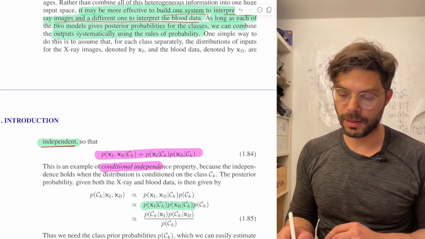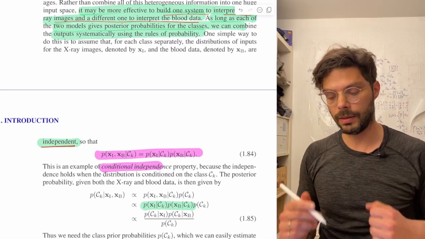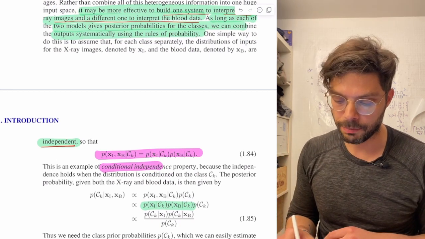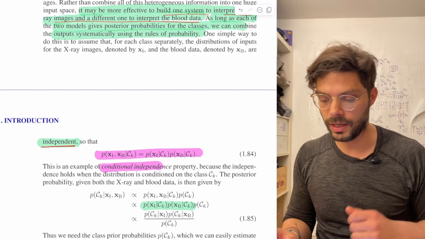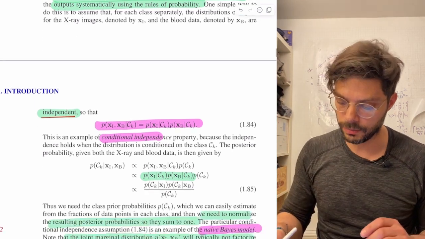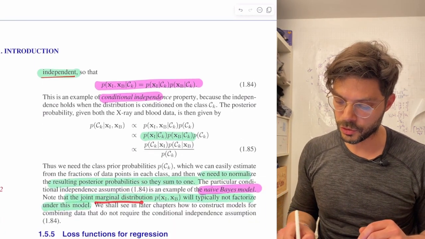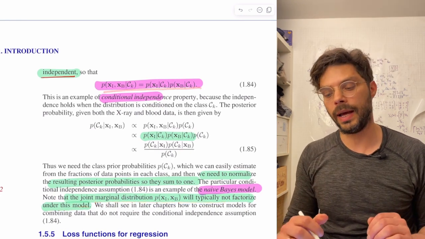So it works on the assumption that, given the class that some data comes from, the probability of observing the X-ray data and the imaging data are independent. They're conditionally independent, so not marginally independent. So the marginal distributions are not going to factorize.